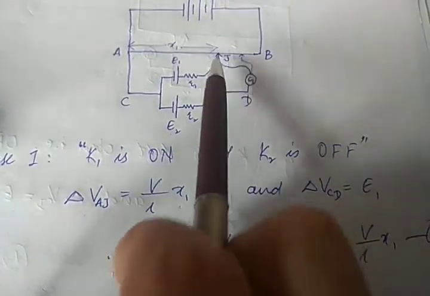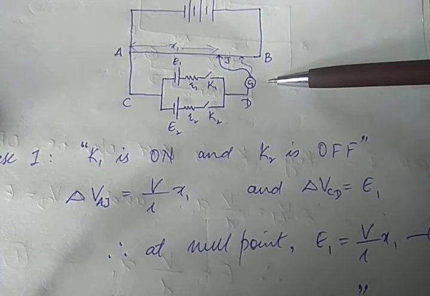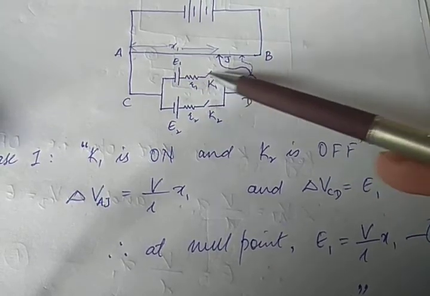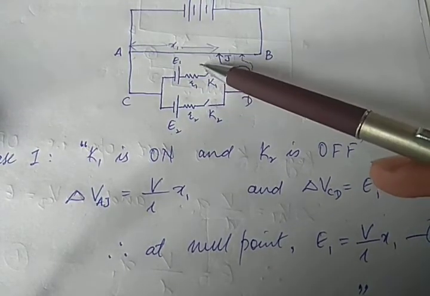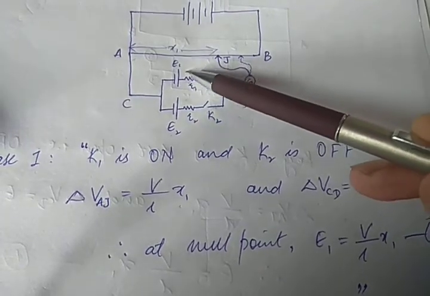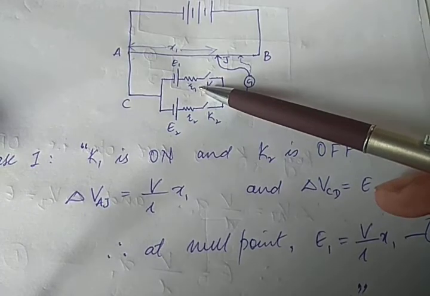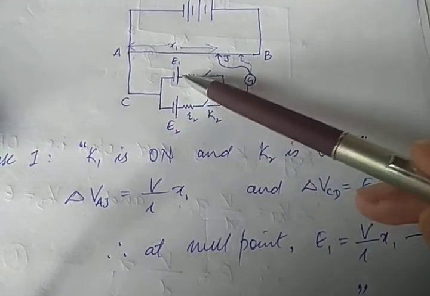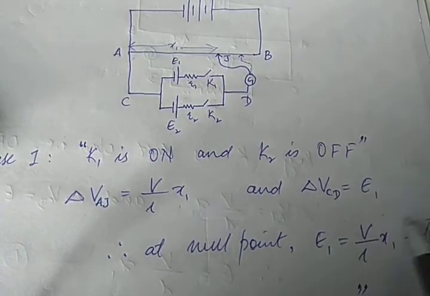Since we've achieved the null point, there's no current flowing to the galvanometer, which means there is no current flowing through this upper circuit. Remember, only at null point. So there is no potential drop, no voltage drop across the internal resistance R1. Therefore the potential across CD will simply be the EMF E1. So delta VCD will be E1.